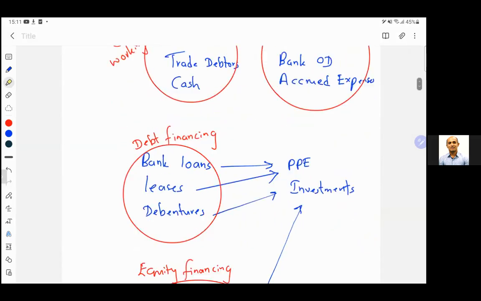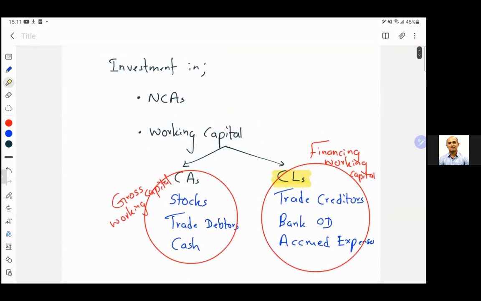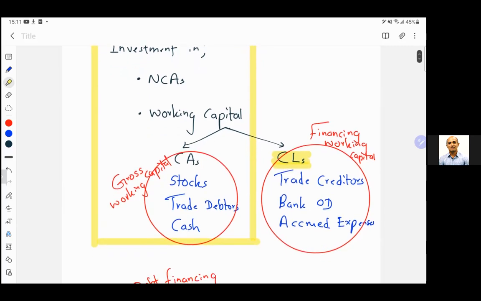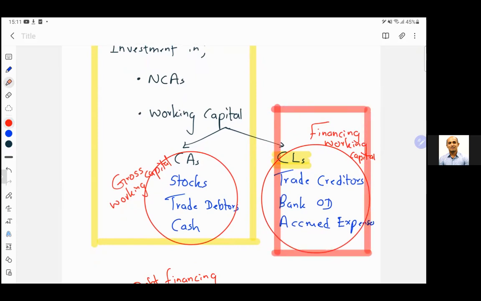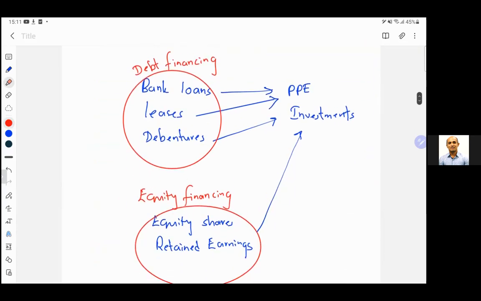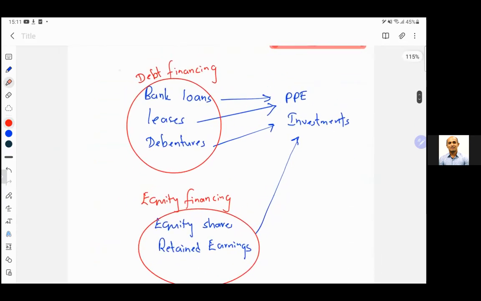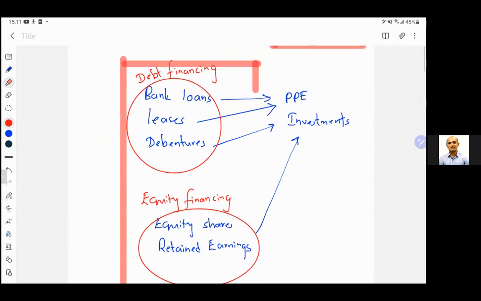Now you see two types of activities. Investing activities: investment in non-current assets and investment in working capital. Then financing activities: financing working capital and financing your long-term assets, non-current assets.